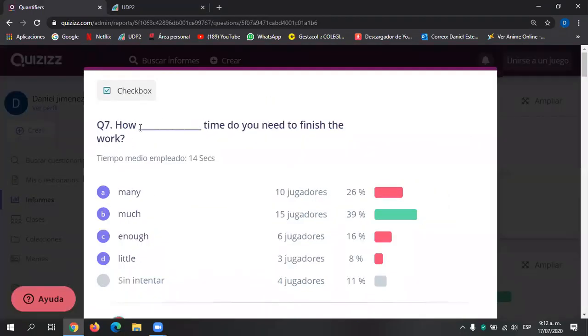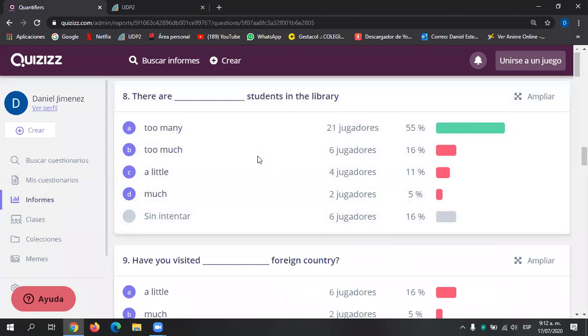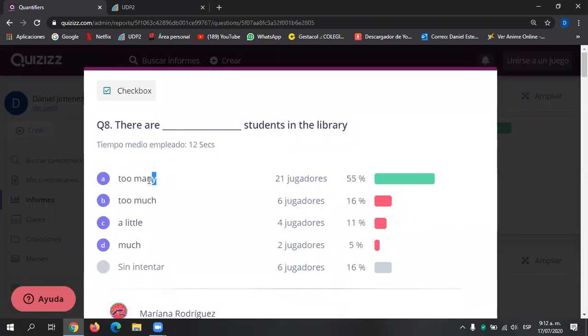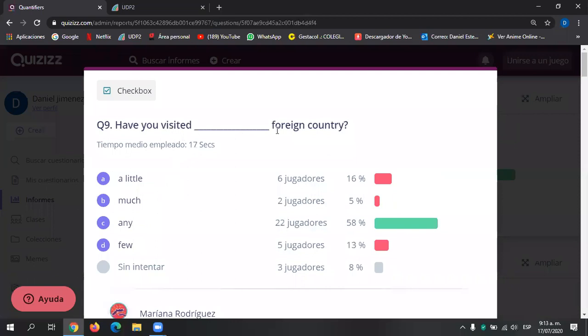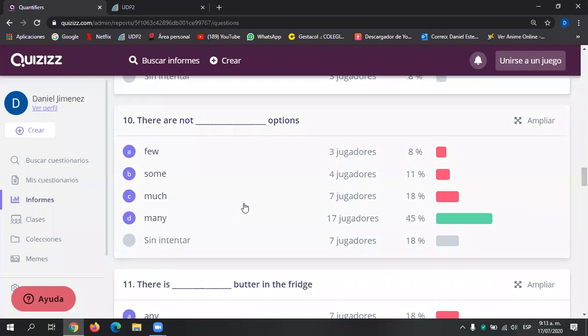Next sentence. How much time do you need to finish the work? So this is very easy. You just have to remember that time is an uncountable noun and that you use much with questions. So how much time do you need to finish the work? That was very easy for you, most of you, no? Okay, this is very easy too. Too many students. We use many in affirmative sentences, and with too it means demasiado. Ya con many, too many, pues significa demasiados, bastantes. Too many students, muchos o demasiados estudiantes. Have you visited any foreign country? En este caso aplicamos la misma regla con any para las oraciones interrogativas. Bien, this one.